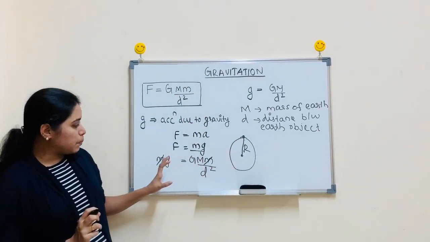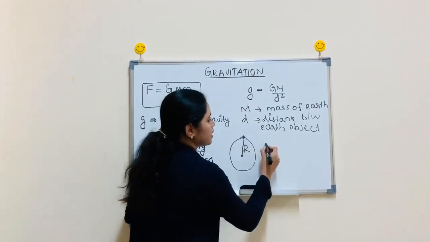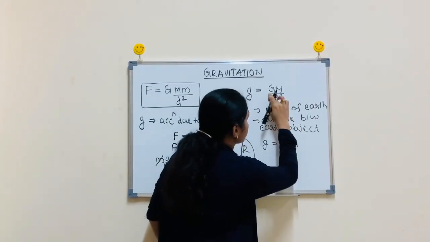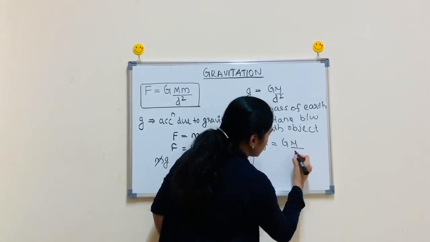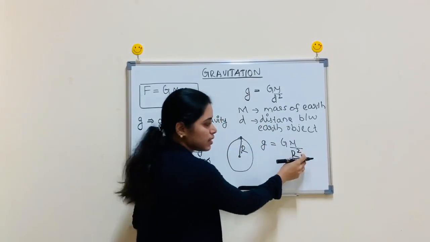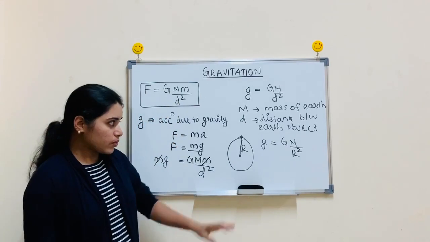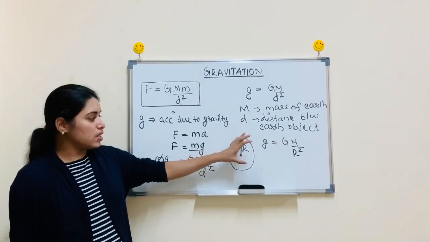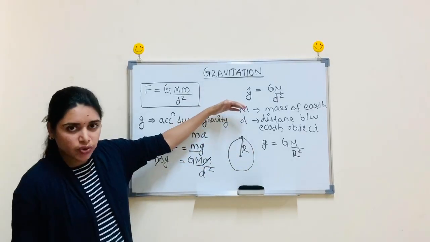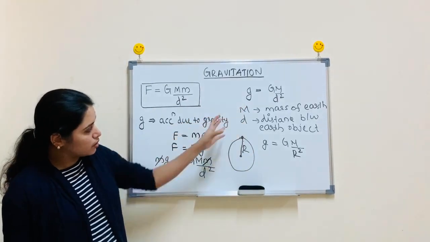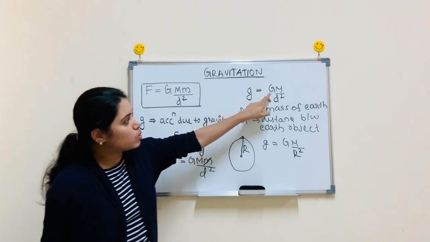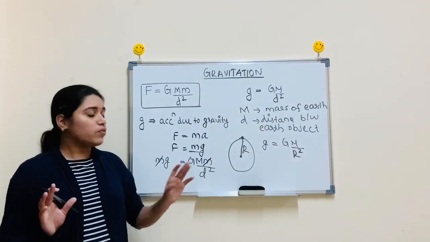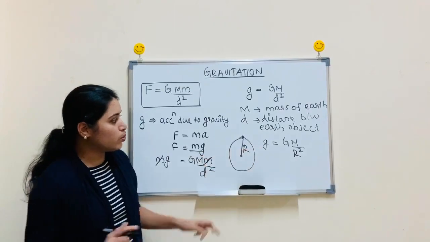d is nothing but the radius of Earth. If so, we can replace this equation as g is equal to GM divided by r square, which is the radius of Earth. This is applicable only if our object is on or near the surface of Earth. If the object is very far away from the surface of Earth, then we can use this equation, that is GM by d square.